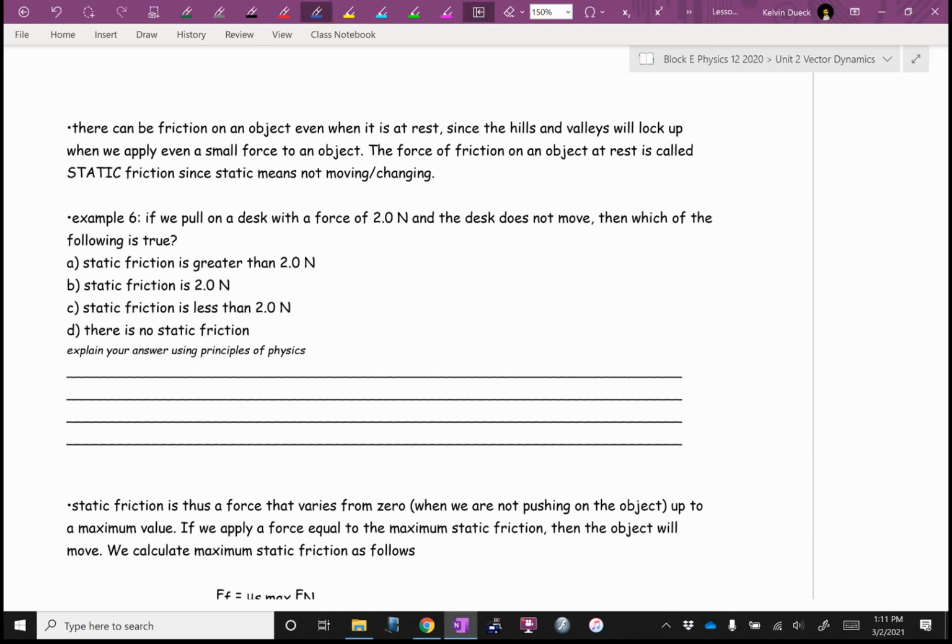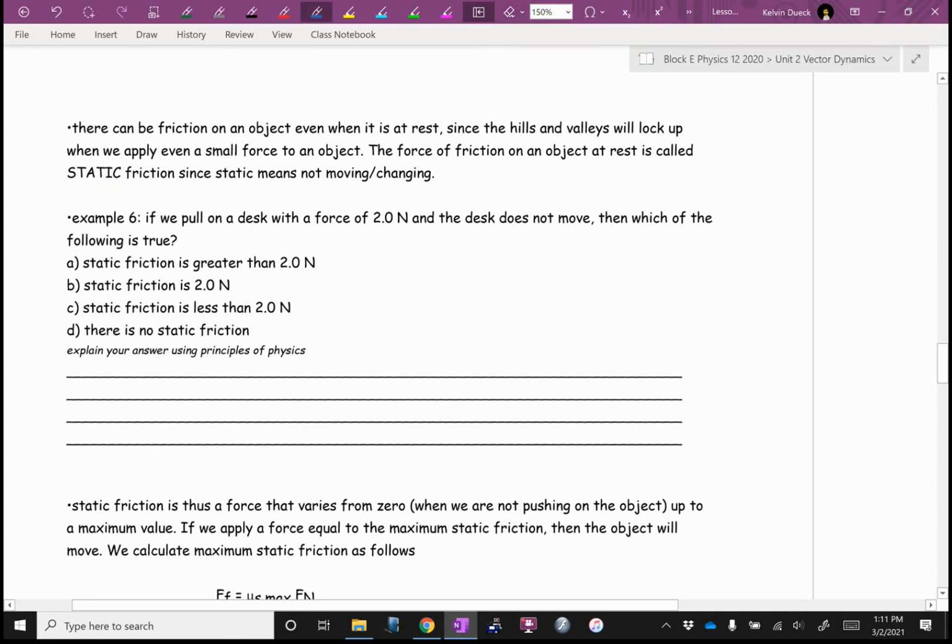Yeah, you don't have to be moving to have friction. There can be friction on an object when it's at rest because those microscopic hills and valleys lock up when we apply even a tiny force to an object. There's technically two types of friction. When two objects are sliding past each other, we call that kinetic friction. When objects are at rest, we call that static friction. So, static friction versus kinetic friction.